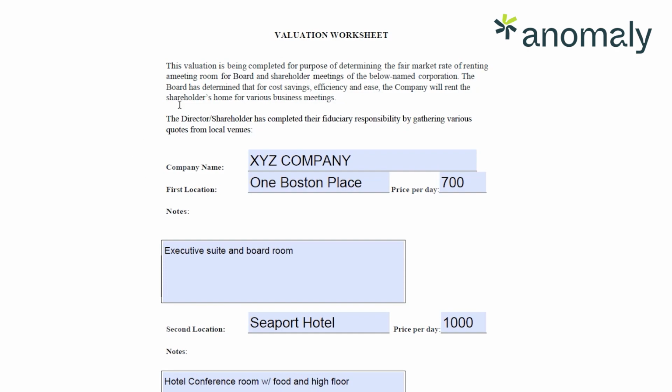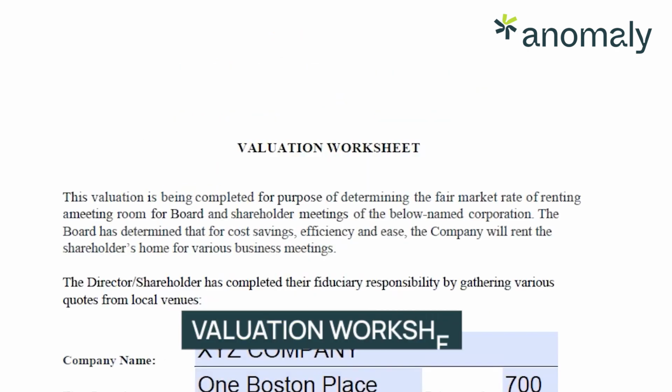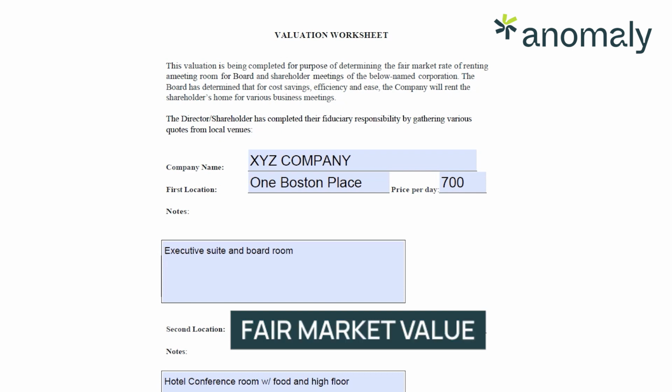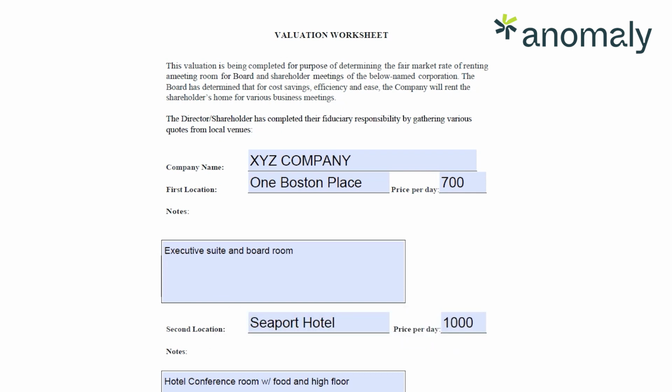So the first thing that we're going to go through in this workbook is what we call our valuation worksheet. The purpose of the valuation worksheet is, the company needs to determine what is the fair market value of renting a space for meetings, for events, for parties, for board meetings, vendor meetings in their area, right? Because different areas have different costs, whether it's city, whether it's suburbs. There needs to be a determined cost structure to justify the fair market value.